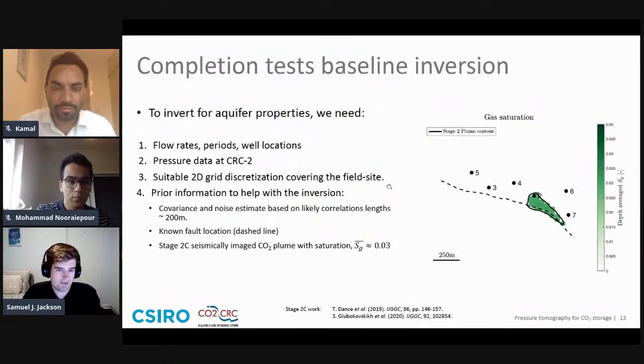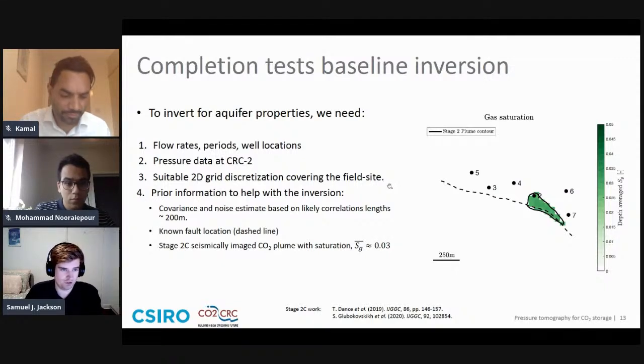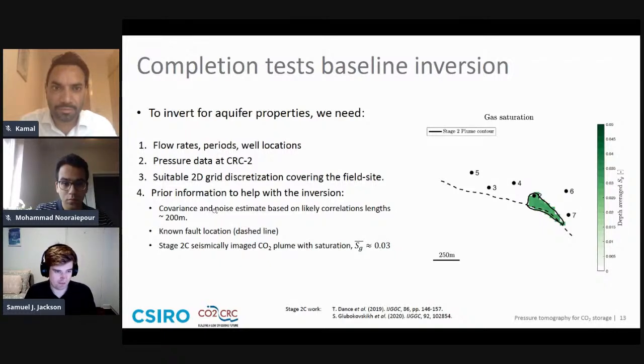So with this case, the true field case, we need some prior information to help us. So this is a step further than that synthetic case I showed before. So we have the obvious things that we need, so the flow rates, the timings, and the well locations. We need the pressure data, which we have. We then need a grid discretization covering the field site. The other thing that we need is any prior information from the field that might be able to help us. So any noise or covariance estimates on things like likely correlation lengths, which might help us with that prior, any known faults in the field, and any CO2 that actually exists already in the field.